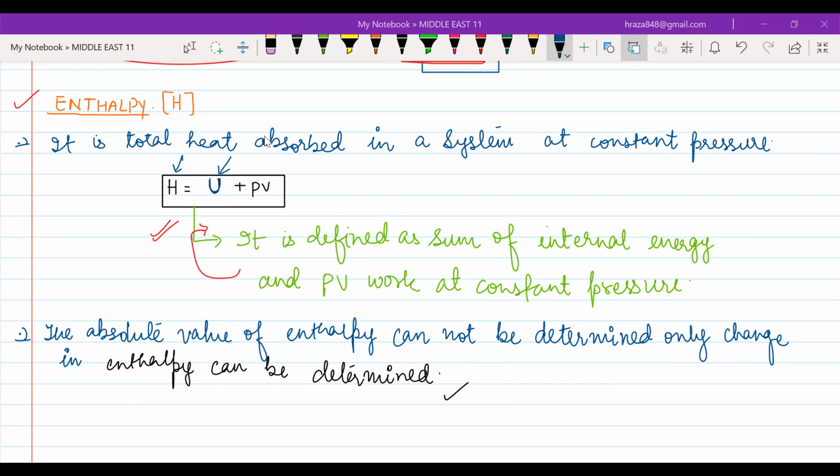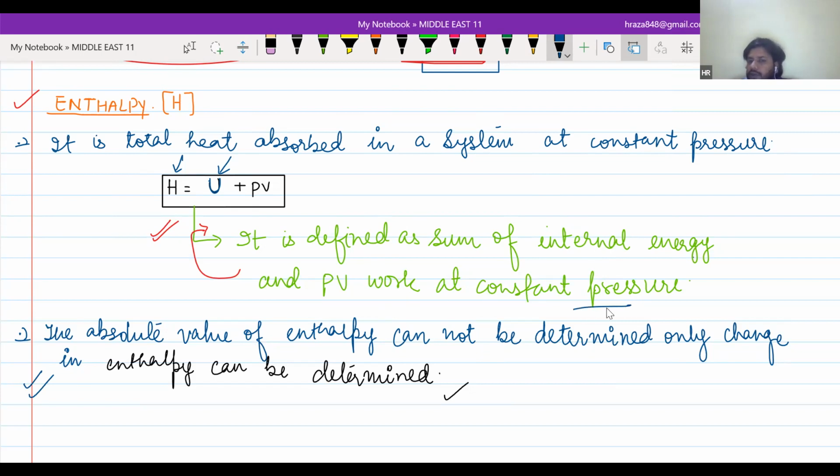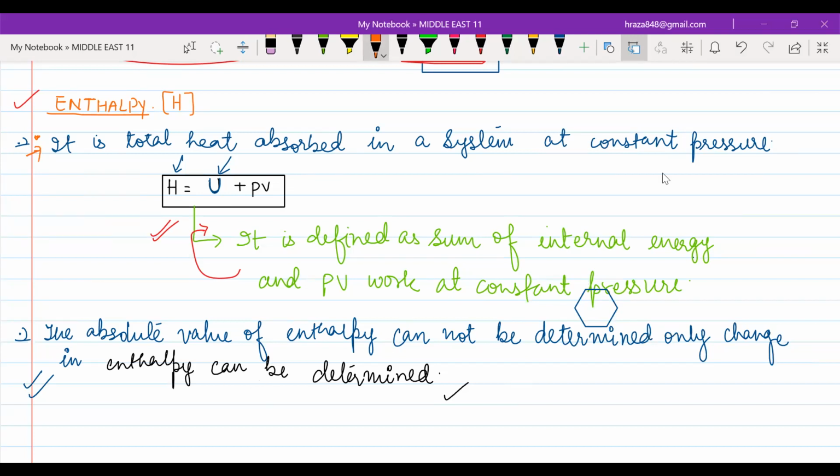Done, sir. Very good. Do you have any doubt till this? I just write the mathematical expression for enthalpy and define it. It is defined as the sum of internal energy and PV work at constant pressure. This first definition will be cleared after 10 minutes. Is there any doubt in this? No, sir.